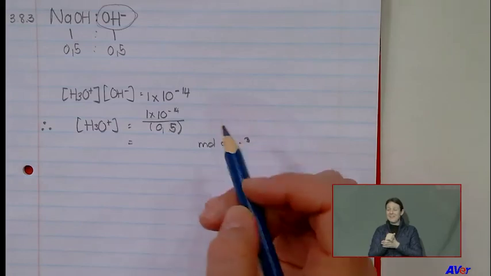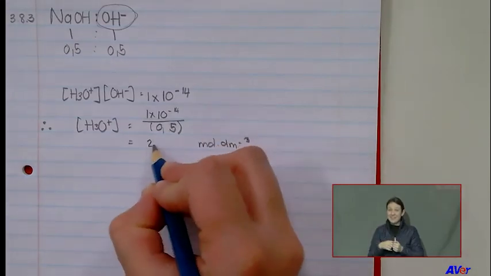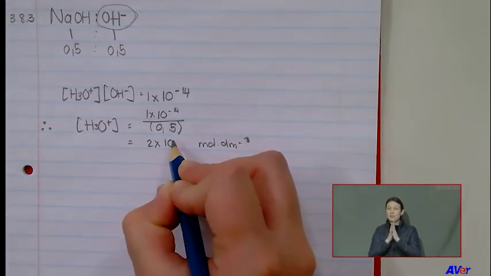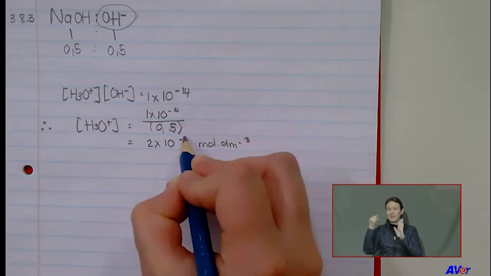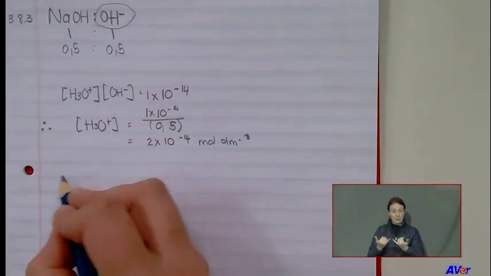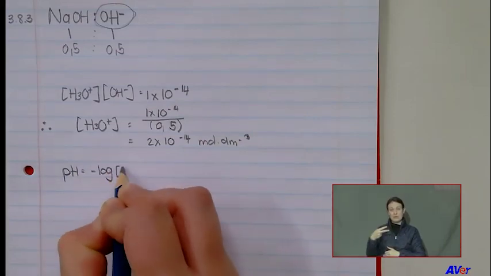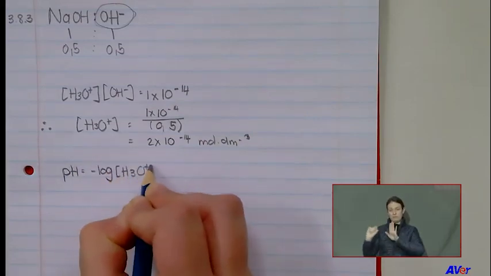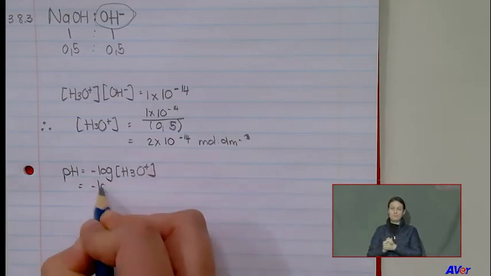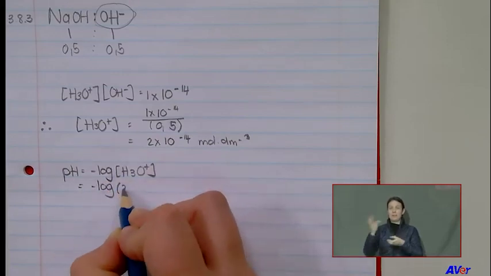Do you get 2? Yes, times 10 to the power of negative 14. Yes. Now, grade 12s, I can go to pH is equal to, and I'll just write down my formula. And now I substitute. And now you do that on the calculator.